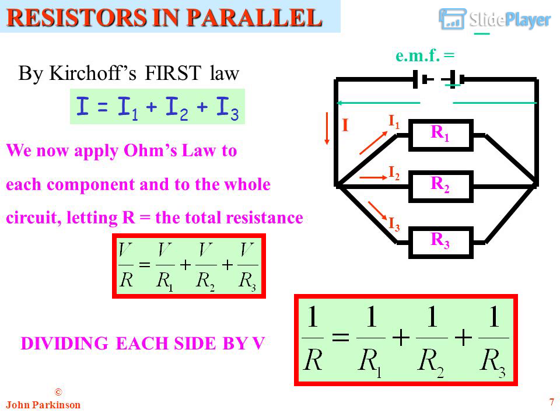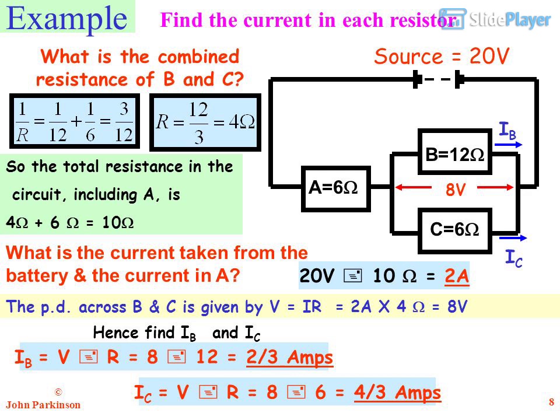Example. Find the current in each resistor. The source is 20 volts. What is the combined resistance of B and C? B equals 12 ohms and C equals 6 ohms, giving 4 ohms. A equals 6 ohms. So the total resistance in the circuit, including A, is 4 plus 6 equals 10 ohms. What is the current taken from the battery and the current in A?